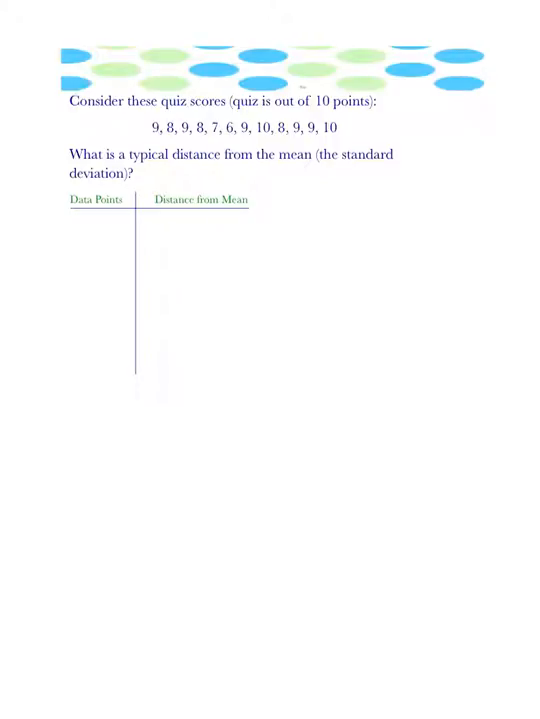So if I line up my data points, I'm just going to do it in order. 9, 8, 9, 8, 7, 6, 9, 10, 8, 9, 9, 10. Extend my table here. And now I just think, well, how far away are these from the mean? First, I got to find the mean. So if I add all of these up and divide by 12, I find that the mean is going to be 8.5.